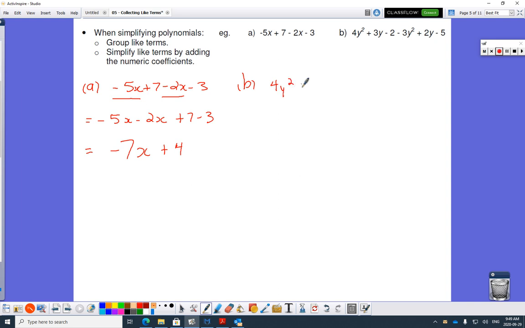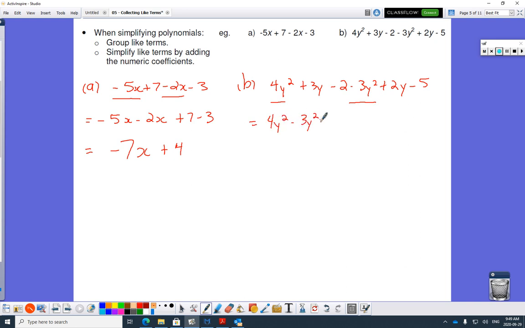4y squared plus 3y minus 2 minus 3y squared plus 2y minus 5. I'm going to try and do the exact same steps, the same procedure. Step 1, underline like terms. 4y squared, what's the other like term in the list? 3y squared, and the little mention I did in the last example was take whatever sign's in front of it with it. So that's 4y squared, subtract 3y squared.